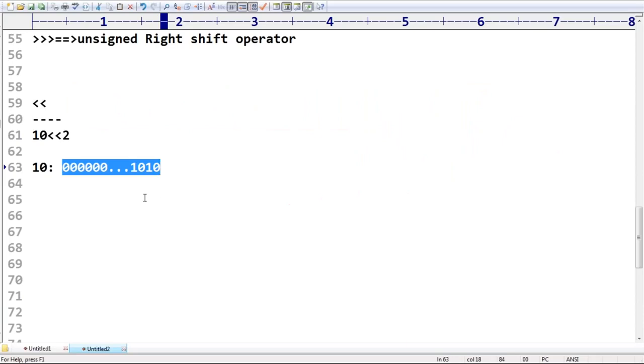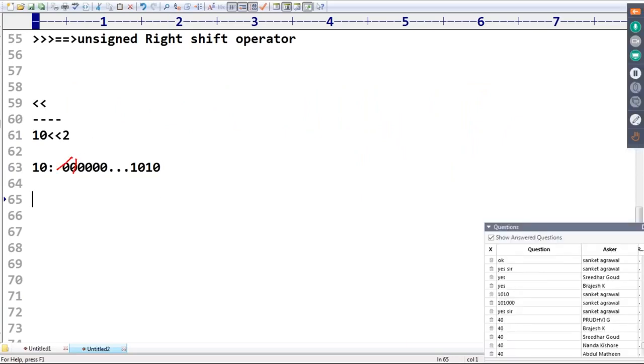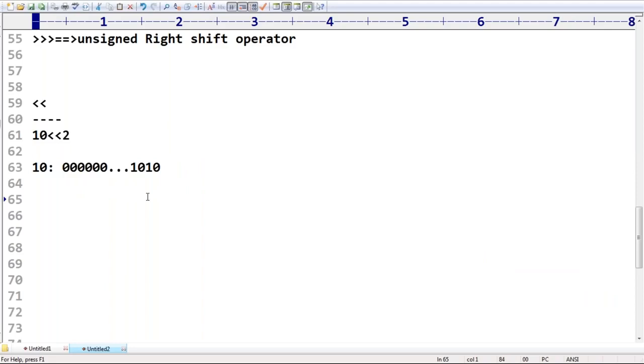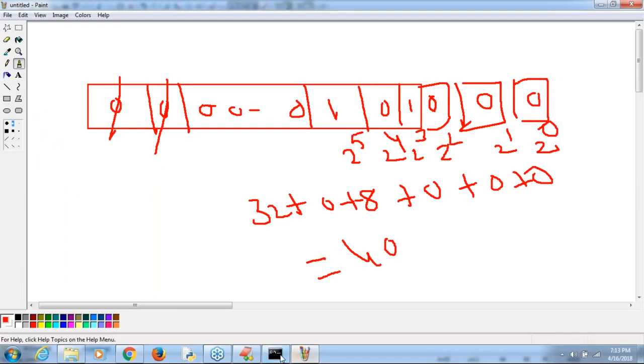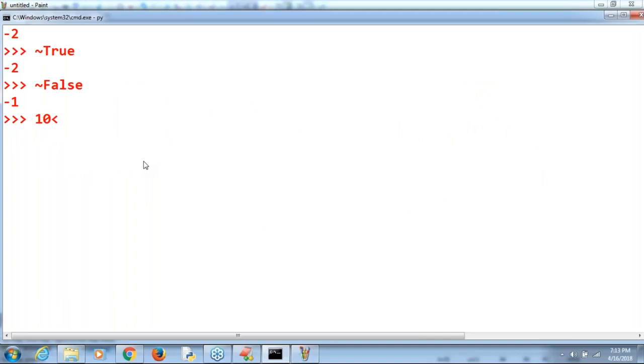Now, if you shift two cells to the left hand side, what will happen, sir? These two will be gone. Next, two vacant cells will be created here. These two vacant cells we are going to fill with zeros. Remember that, sir. Then the output we are going to get is 40. Let me cross check whether my analysis is correct or not. Please respond. 10 left shift 2. Observe, the answer we get is 40. Clear?